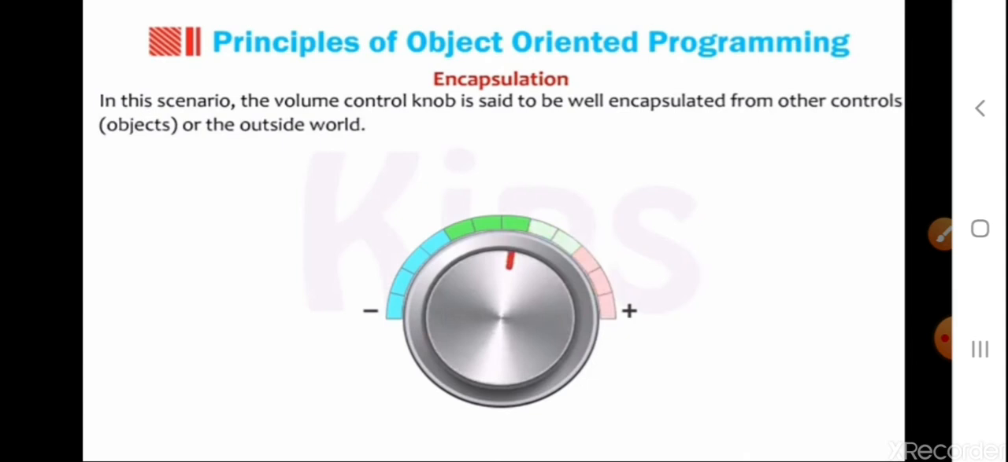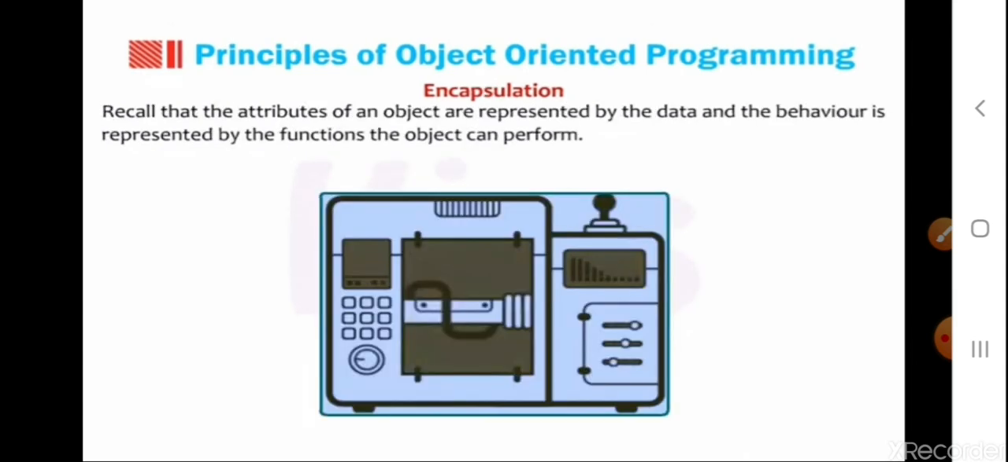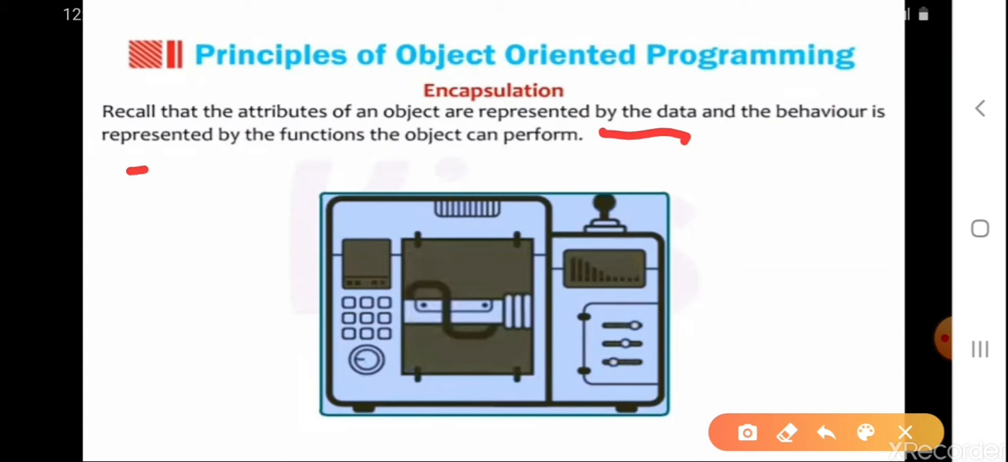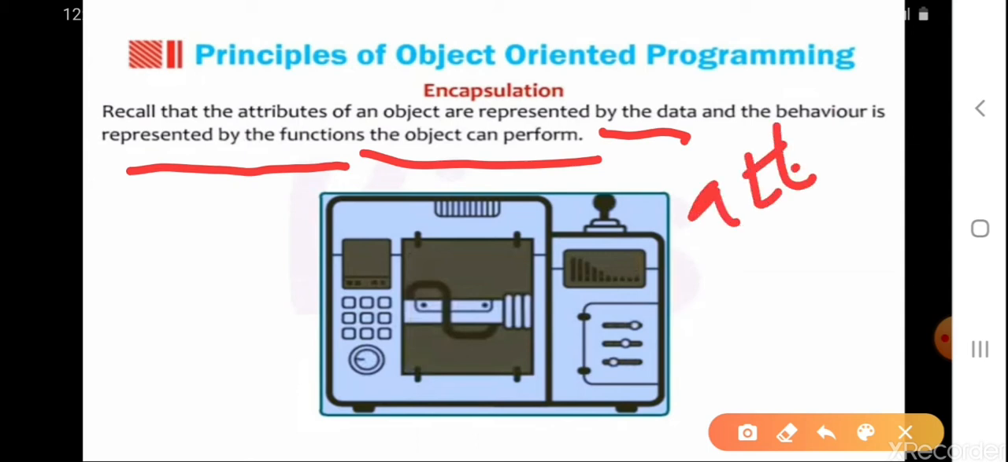from the outside world. Now let us recall that the attributes of an object are represented by data and behavior is represented by functions that the object can perform. Yes, we had already seen that every object has two important things, that is attributes and behavior.